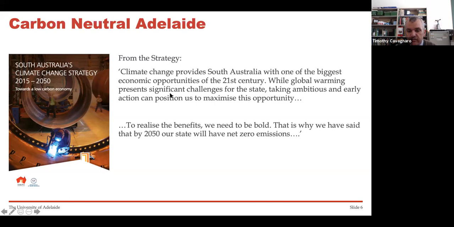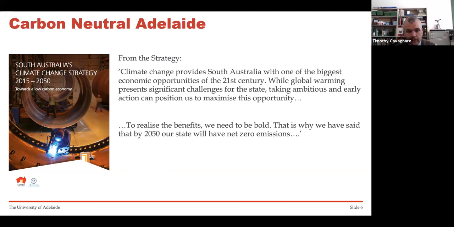Clearly, we're acknowledging the fact that this is a major challenge in an environmental sense, but it also represents an opportunity for the state as well. Because if we take ambitious and early action, we can maximise this opportunity. And so to realise these benefits, we need to be bold, and that's why they've said that by 2050, South Australia will have net zero emissions. And so that's a really good target to go for.